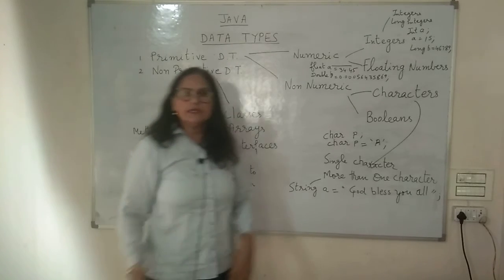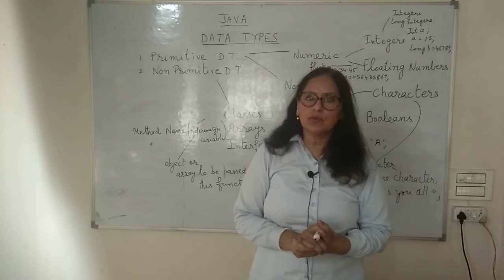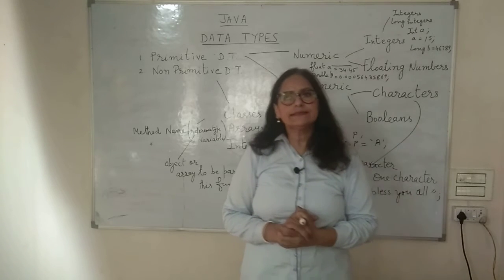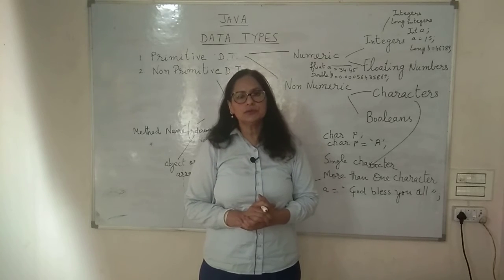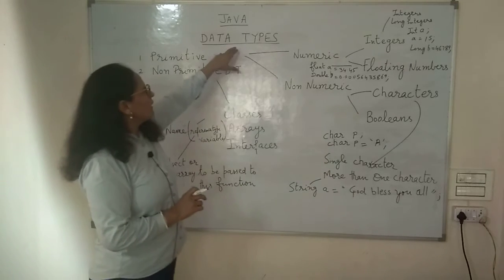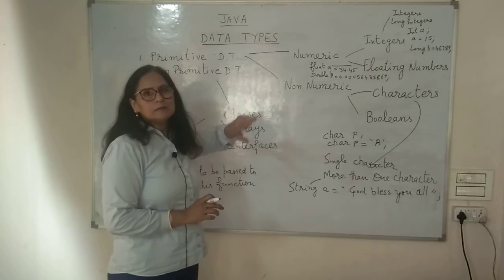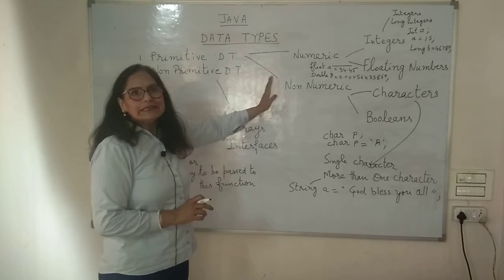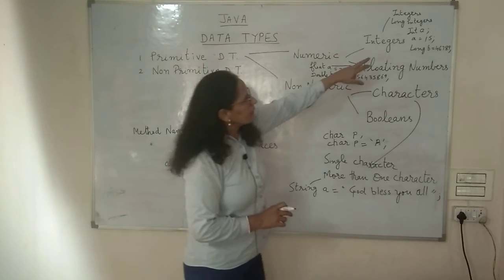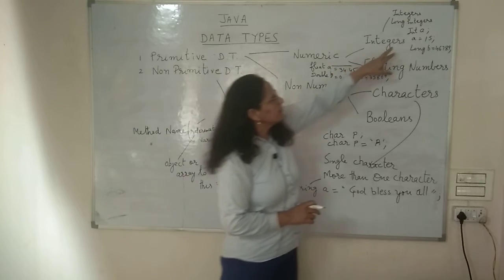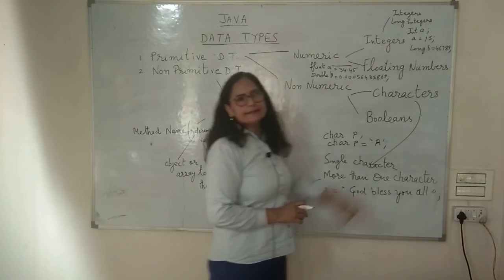My dear friends, in Java you know that we do the programs, and in programs the first line is the declaration statement where we need to declare the variables we need to use in the program. Before we declare the variables, we need to prefix data types along with that variable. For example, int a. So here a is the variable name, also called identifier, and int is the data type.